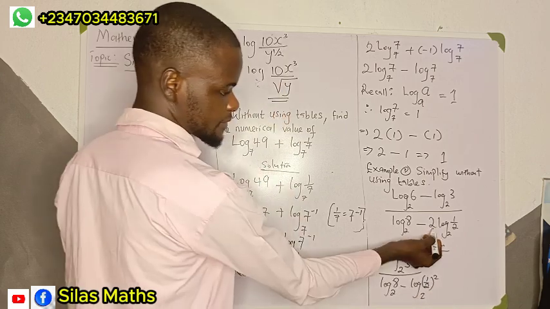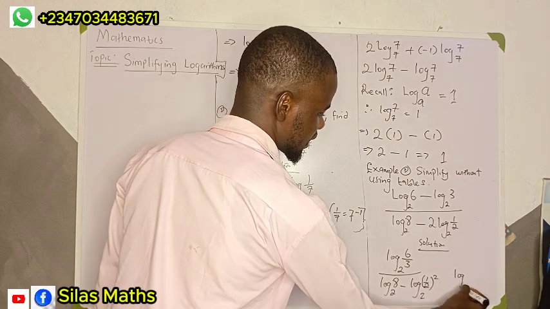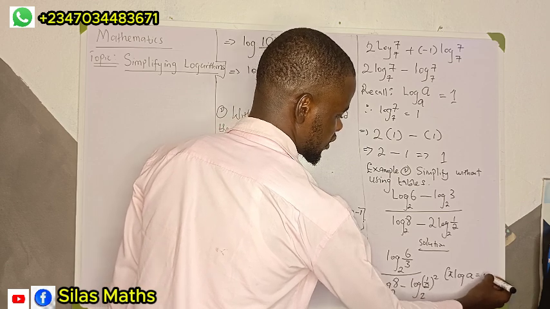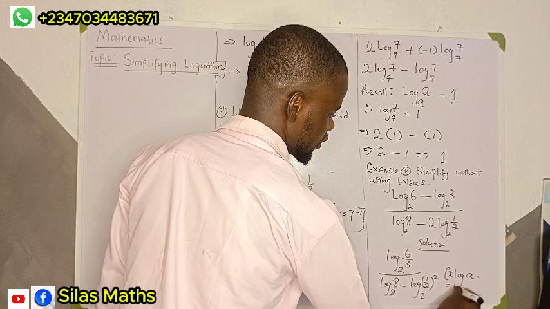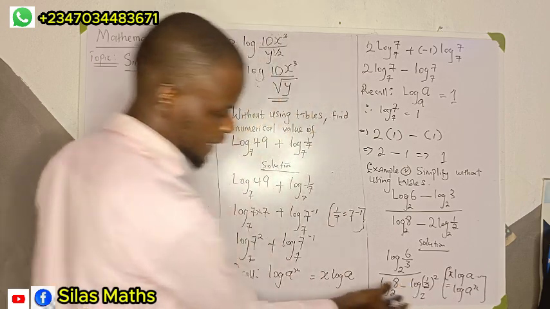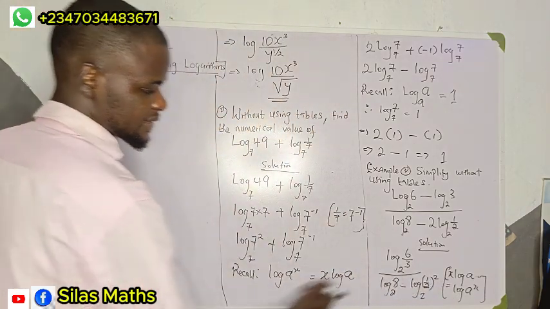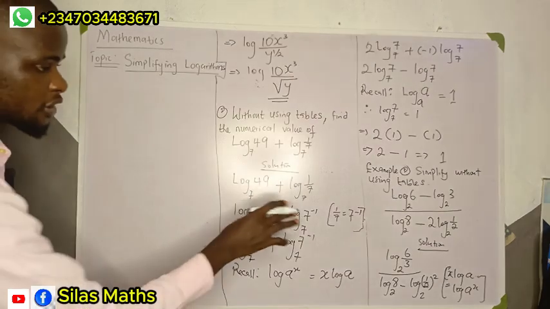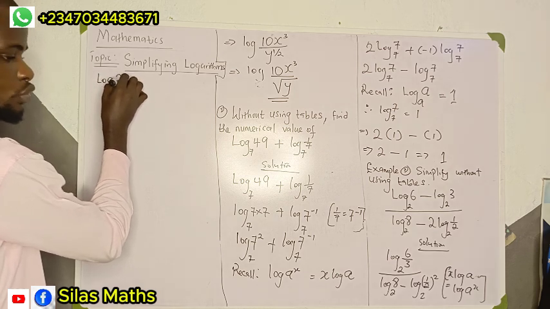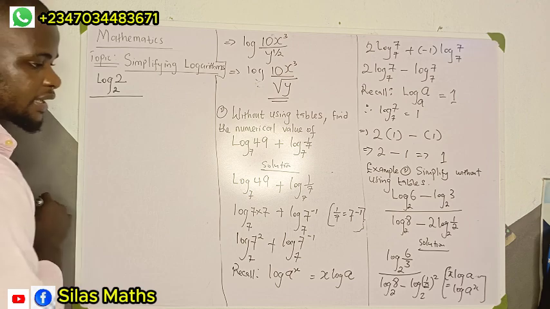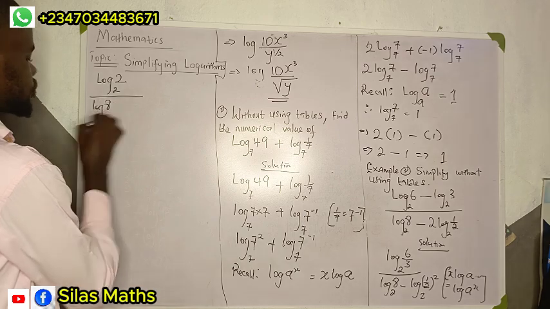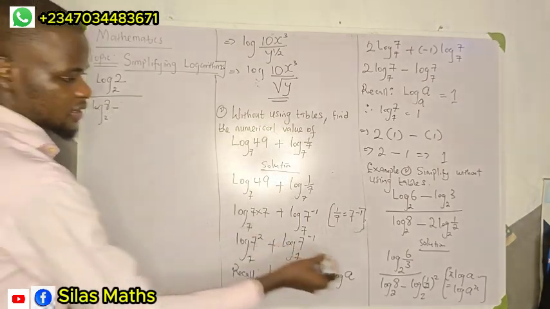Base 2. Because of this power, you remember what we say, that when we have x log a, it is equal to log a raised to power x. So that is what we just applied here, right? So the numerator now becomes 6 divided by 3, which gives me log 2 base 2, all over, then the denominator becomes log of 8 base 2, then minus this power.